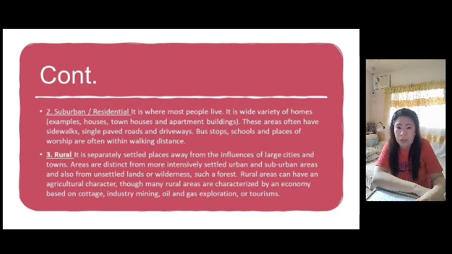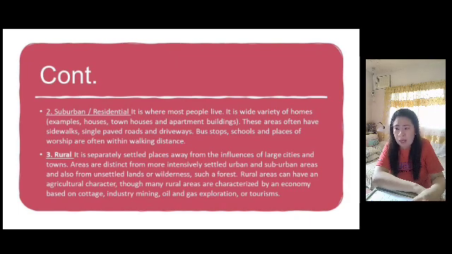Okay, next, let's go to the third kind of community. We have the rural. Rural. It is separately settled places away from the influences of the large cities and towns. Ito yung probinsya na sinasabi. Areas are distinct from more intensively settled urban and suburban areas, and also from unsettled lands of wilderness, such as forests. Rural areas can have an agricultural character, though many rural areas are characterized by an economy based on cottage industry, mining, oil and gas exploration, or tourism. So, ito pa yung sinasabi natin na probinsya pa.